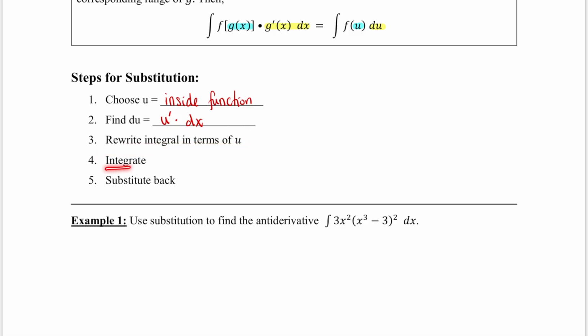Step 4, integrate. And step 5, substitute back. At the end, since the original problem used x, our final answer should also be back in terms of x.